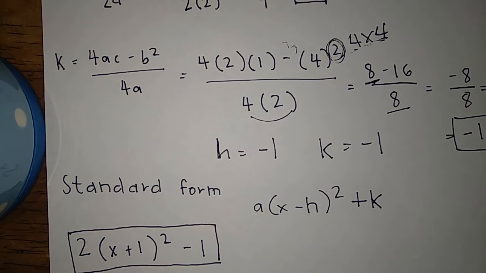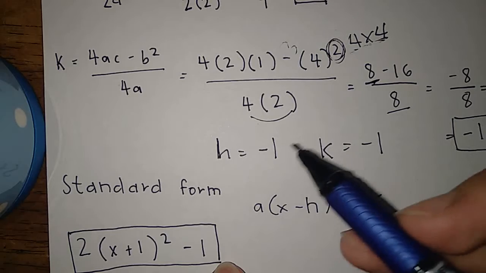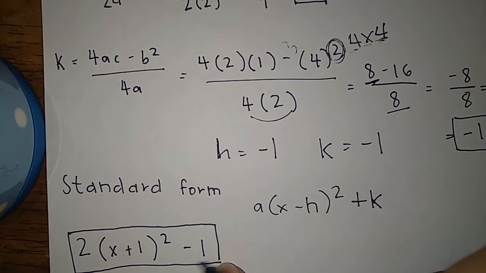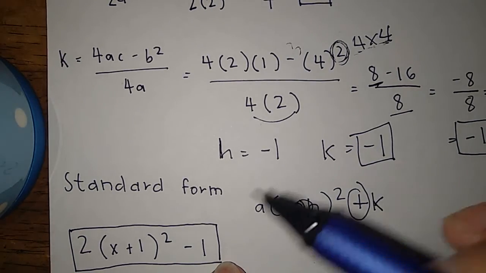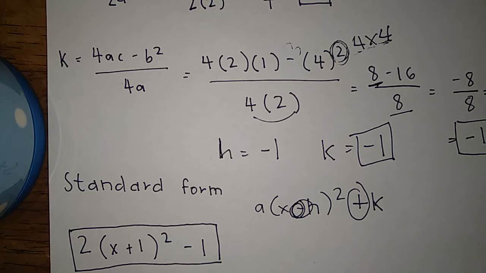a multiplied by x minus h squared plus k. Now, substituting the value of every single one of these will give us our final answer or the final standard form. Now, the value of a, which is 2, multiplied by x, which is still x, plus 1 because the value of h is negative 1, which makes it positive because of the negative in the actual equation, squared, plus k, which makes it negative 1 because of the actual answer of k, which is negative 1, negative times positive, which makes it negative. And this is our final standard form.